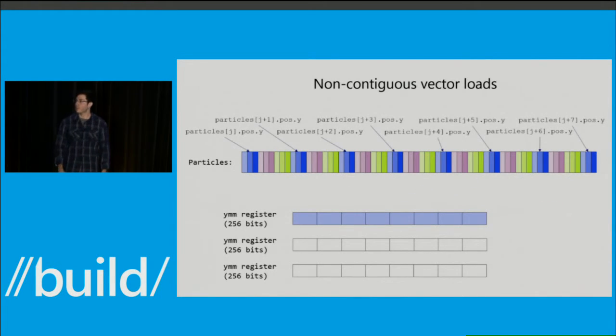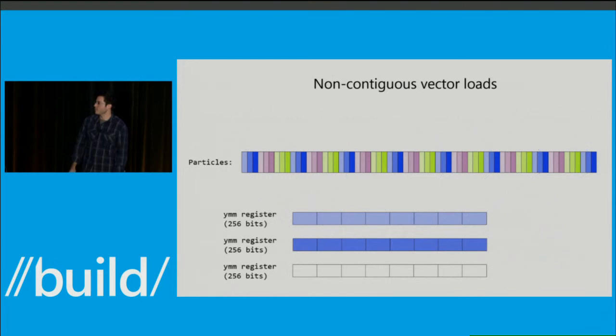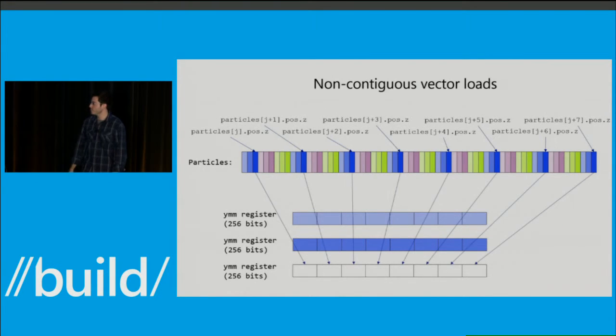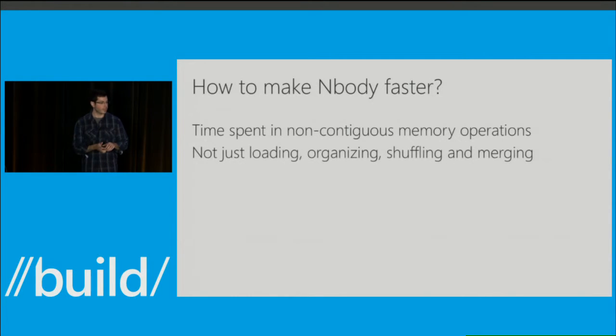Then we have to move on to the Y position. And again, to get all the Y data, it's another 9 instructions that are basically loading memory and shuffling it around to be able to store it in a YMM register. And then again, the same thing for the Z position. So the time being spent in the innermost loop is not just loading from memory, but also collecting all this data, organizing, shuffling, the shifts, XORs, vector shifts, vector XORs, that kind of stuff.